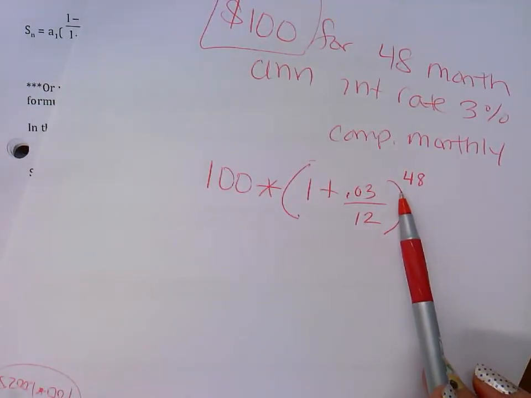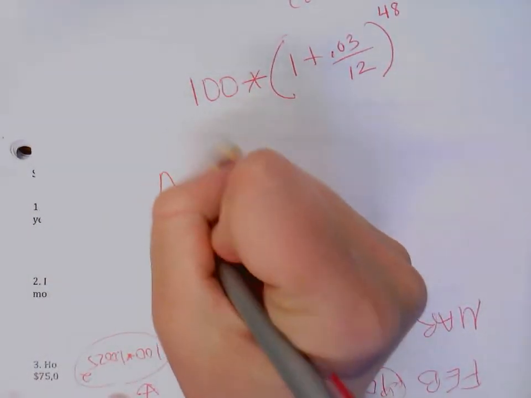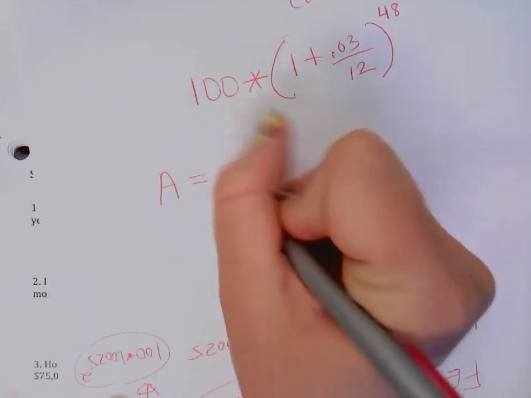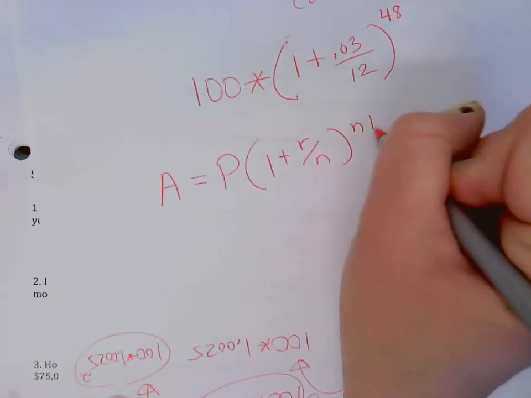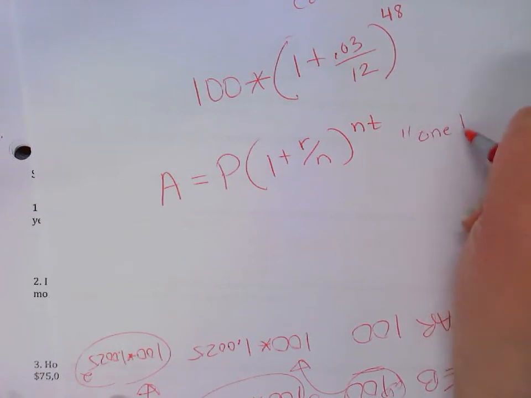So I'm going to put for you on your test next week that the interest rate is your P times 1 plus R over N to the NT. And I'm going to write for a one-time investment.